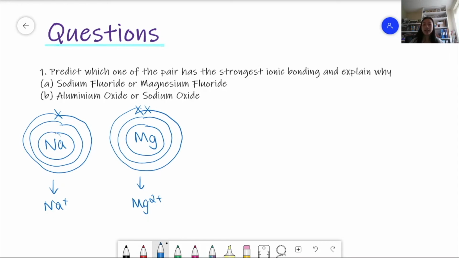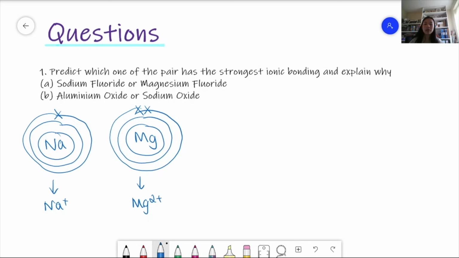And now we're going to have a look at the size. So the size is actually pretty similar because they both have the same number of shells. So overall, the magnesium would be a lot stronger bonding to the fluorine atoms to form magnesium fluoride because the ionic charge is bigger than in the sodium ion. And then for B, we have aluminium oxide or sodium oxide.